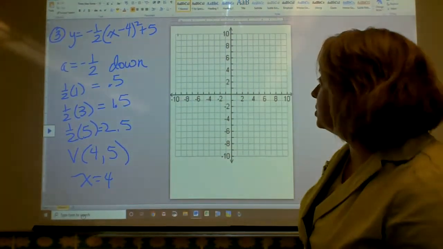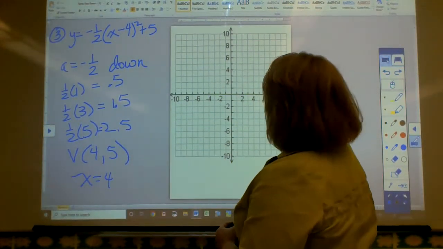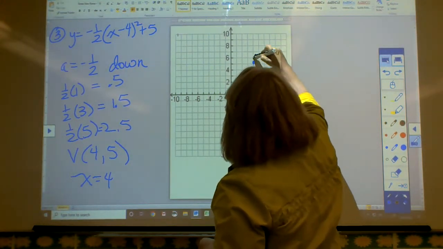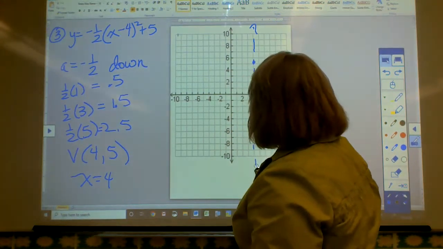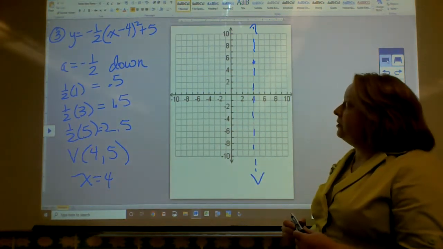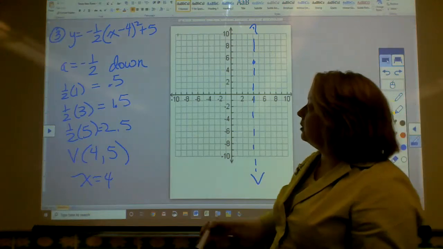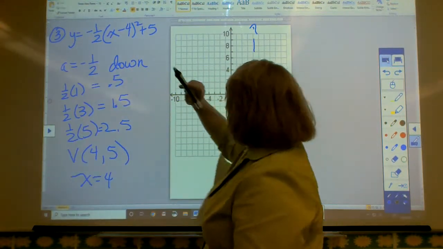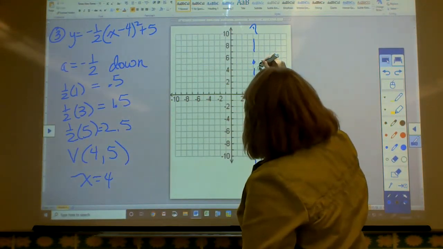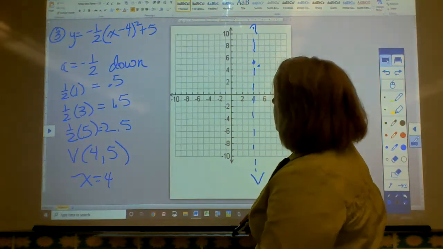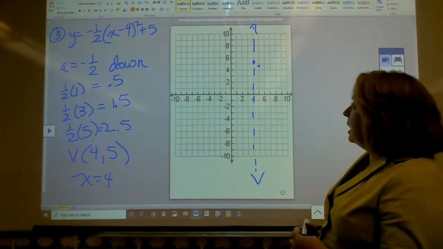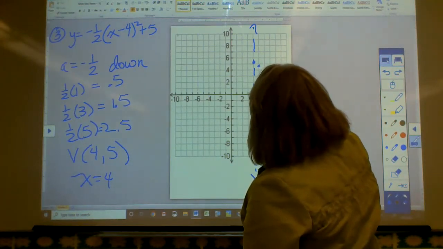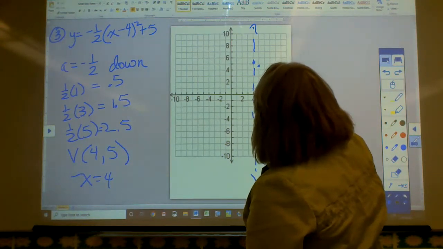So now with that information, I can come over here and plot those points. So (4, 5) is right here. I'm going to have my line of symmetry going right through that vertex. And then to get some other points on the graph, I'm going to follow this pattern here. So I'm going to go down because it's a negative value here. I'm going to go down 1/2 and over 1. So I'm right in the middle there of the graph. And then from there, I'm going to go down 1.5 over 1, down 2.5 over 1.